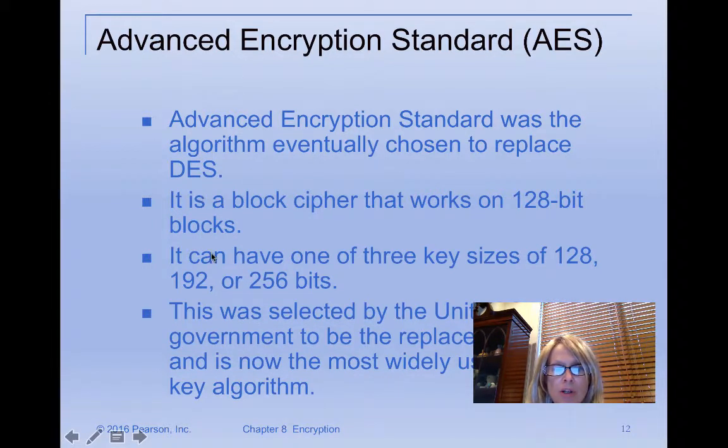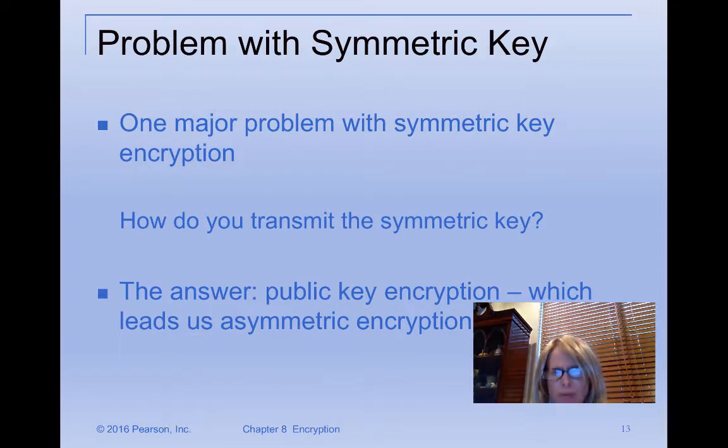It works with block ciphers that work on 128, 192, or 256 bits. And this is what is being currently used by the US government for symmetric keys. So AES and DES are both symmetric key encryptions. But one problem with symmetric key encryption is, how do you transmit that symmetric key? How do I tell Bob, I'm Alice, how do I tell Bob what my key is? I could send it in an email, but Eve might be listening. Google knows.